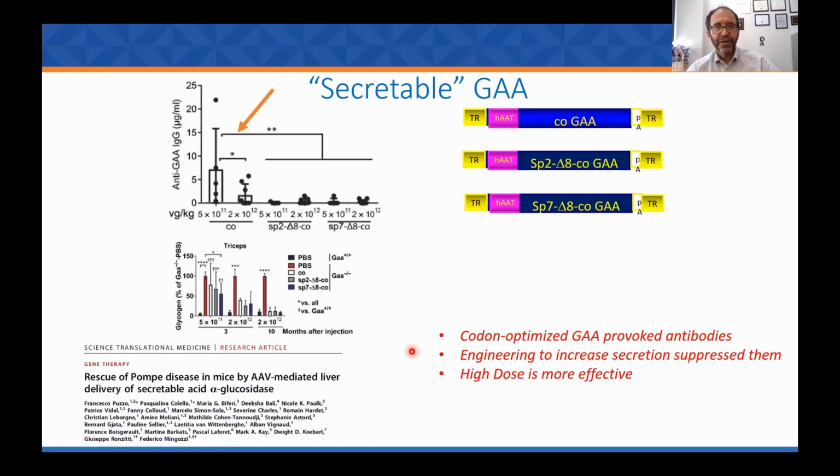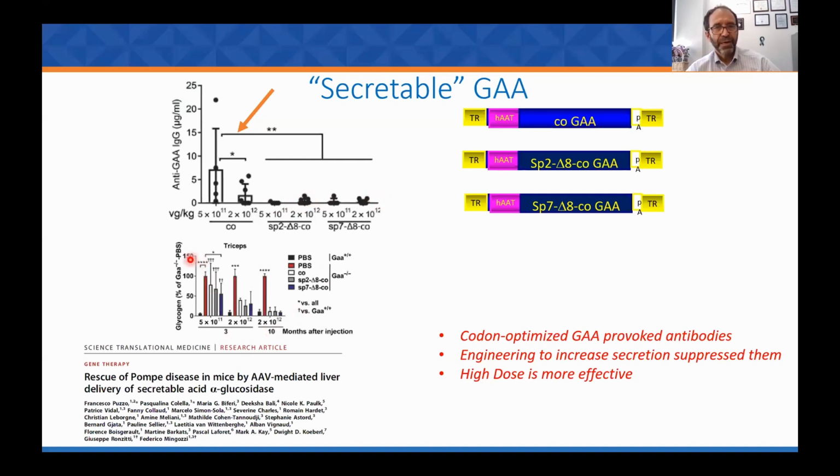And this concept has been developed extensively. This publication a few years back, about 5 years ago, from the group at Genethon, and a couple of Duke researchers did contribute to this as well. But the idea was making a secretable GAA, testing it. Now, one kind of interesting feature of this is some of the modifications of the GAA DNA seem to be associated with more antibody formation. But then when the protein was modified to make it secretable, those antibodies went away.